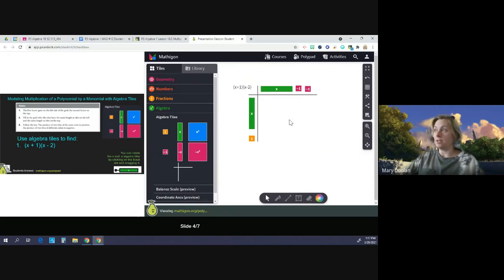So I need to put a tile here that has the same height as this one and the same length as this one. Because they are both positive, or because they're the same color, my answer will be positive. So I don't want to use the negative x squared, I want to use the positive x squared. x times x is x squared, because this tile matches. It has the same height here and the same width here. These two x's are the same color, which tells me that the tile I put here should be the positive version.